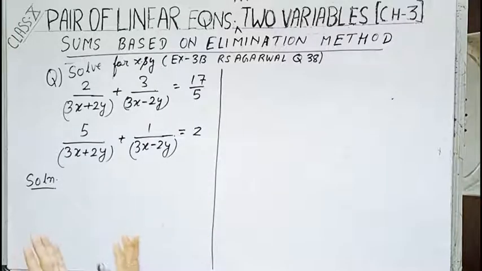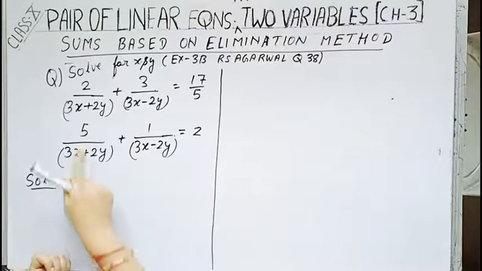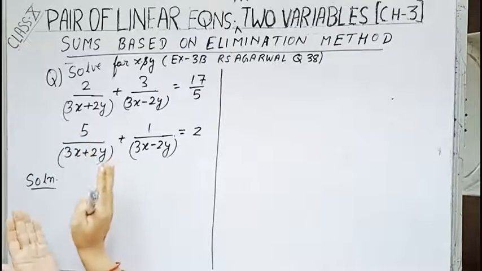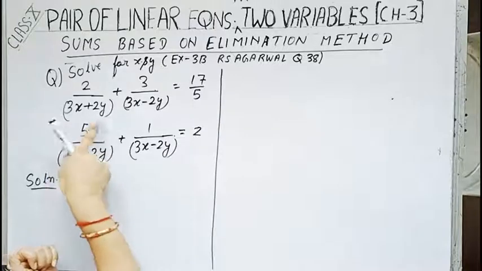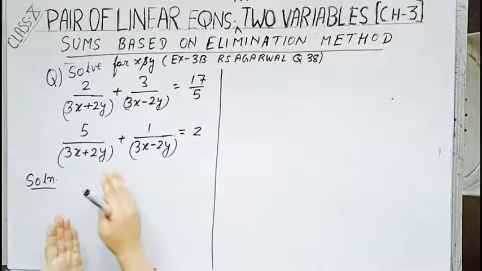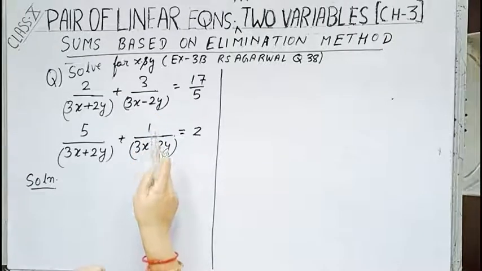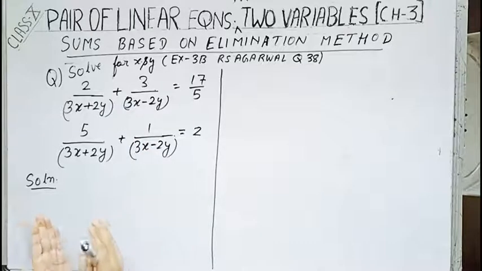Now children, by seeing this question, you should notice that the denominator of the first terms of both the equations are the same, that is 3x plus 2y. Similarly, the denominators of the second term in both equations are the same, 3x minus 2y. So we will assume 1 by (3x plus 2y) as one variable and 1 by (3x minus 2y) as another variable. So we will get new equations in two new variables. We will get the values of those two new variables and then, on substitution in our supposition, we will get the values of the required x and y. So, let us proceed.